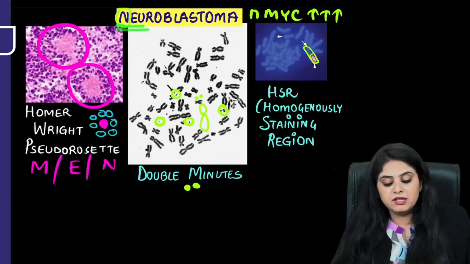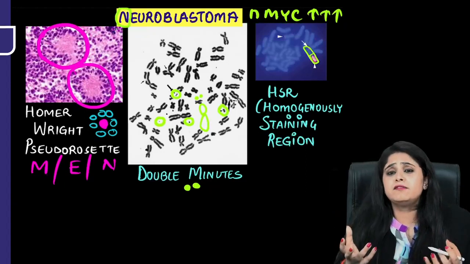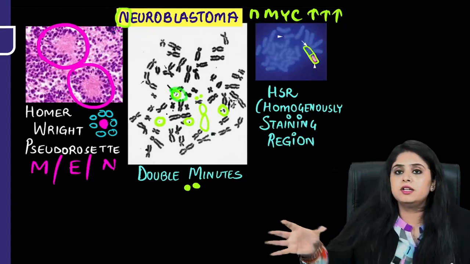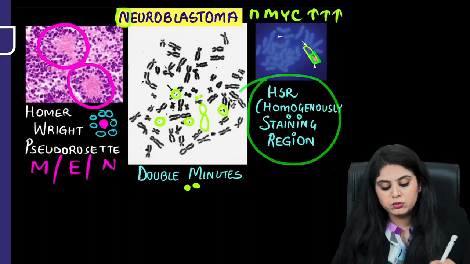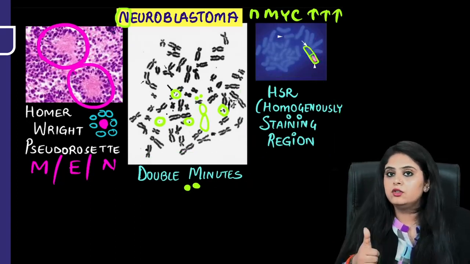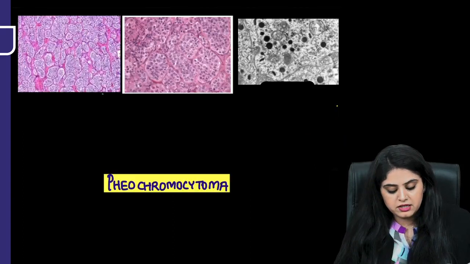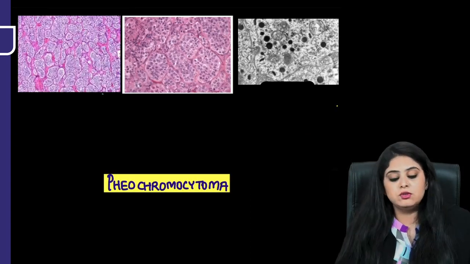Please remember, neuroblastoma shows you lots of N-MYC. Where should I fit the N-MYC? Either I make him stay outside in a hotel called double minutes, or I fit him inside my house. That is known as homogeneously staining region. Neuroblastoma done. The next adrenal medullary tumor that you have to know is pheochromocytoma.